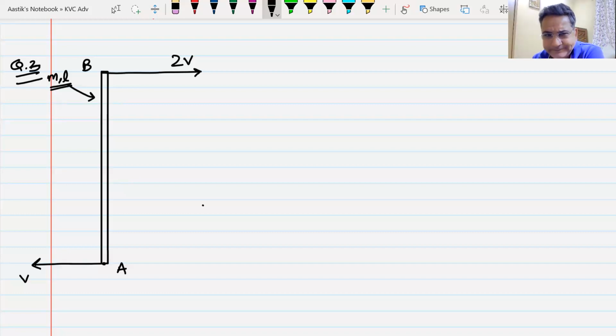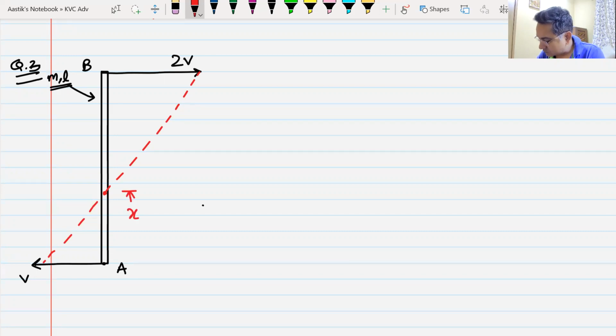No answers. Sir, it is mv square by 2. Where is the ICR? First of all, tell me that. Here at L by 3 from point A, sir. On the rod, L by 3 from point A. Okay. You can understand by geometry: if I call this distance x, v by x must be equal to 2v by something. So this distance has to be 2x.